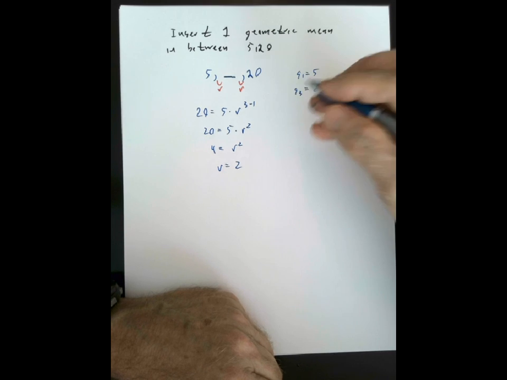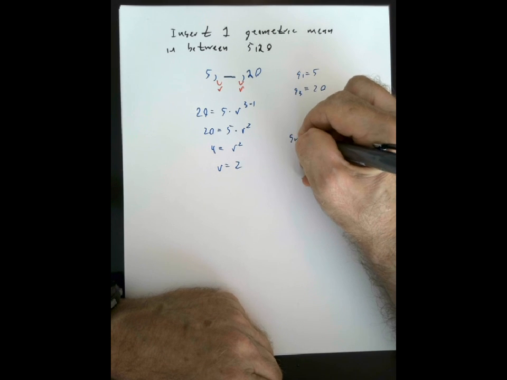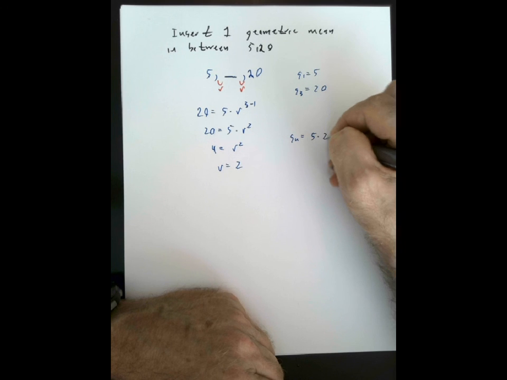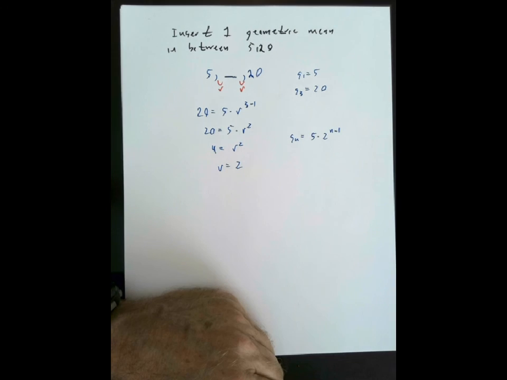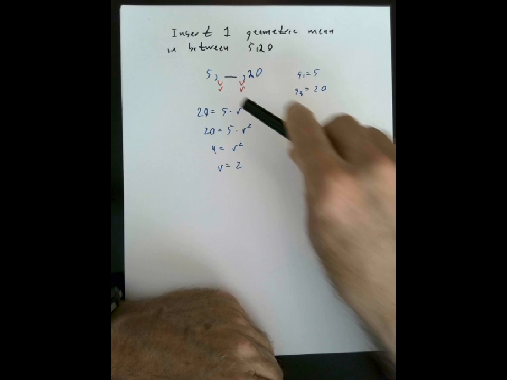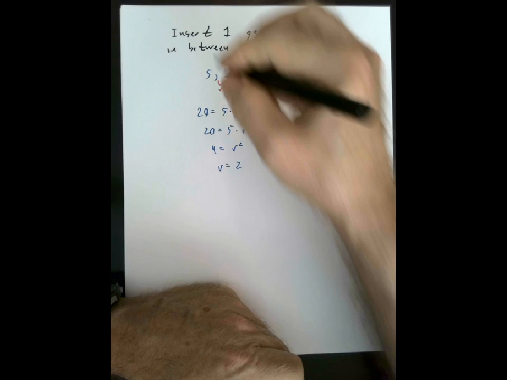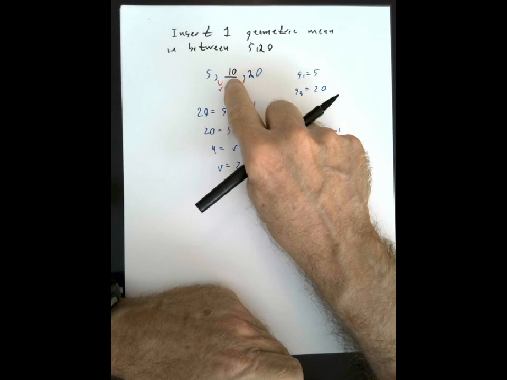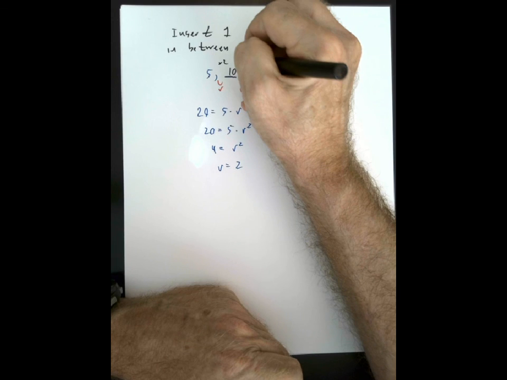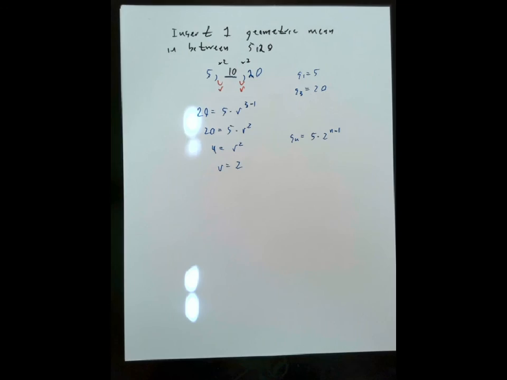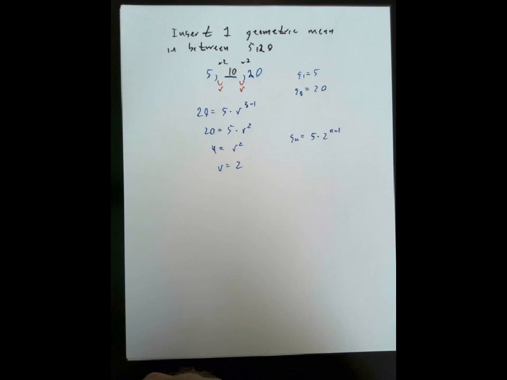So the general formula would have been G of n is equal to 5 times 2 to the n minus 1, right? But then we look up here, oh yes, 5 times 2 is 10, and then 10 times 2 is 20, right? So that is our geometric sequence. Or that is inserting one term in. Now they don't always come out to be even. They don't have to, right? Just like with arithmetic sequences.